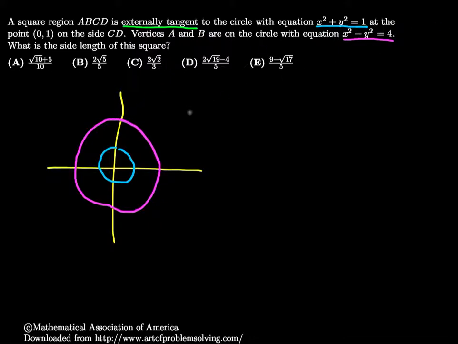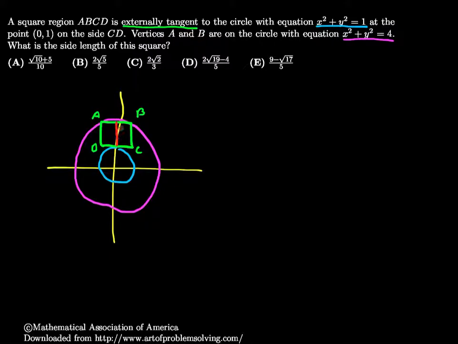And we have this square that is externally tangent at (0, 1) with the inside circle. This is square ABCD, and we can see that it is externally tangent at (0, 1) on the side CD, and A and B are on the outside circle. When we first look at this, it might be a little tricky to see, but here's the idea. There might be other ways to solve this. This is just the first way I saw.